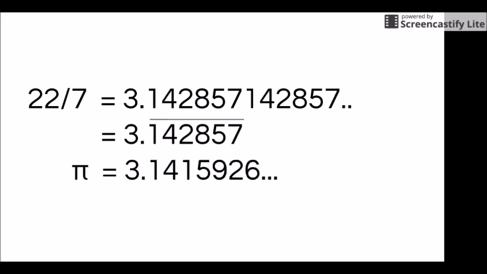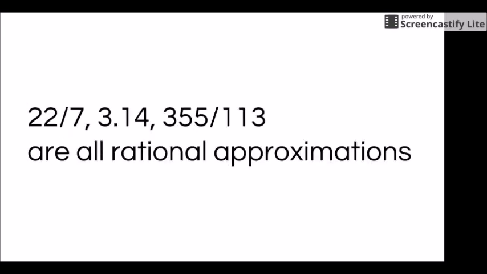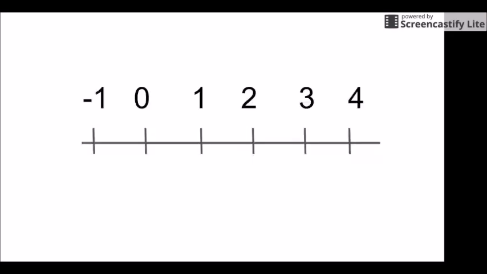However, pi is 3.1415926. It is a non-recurring decimal. So fundamentally, pi is an irrational number. So 22 by 7, 3.14, 355 by 113 are all rational approximations of pi. Now, pi is a real number because it exists on the real number line, somewhere around here.